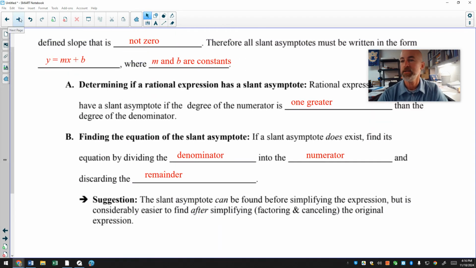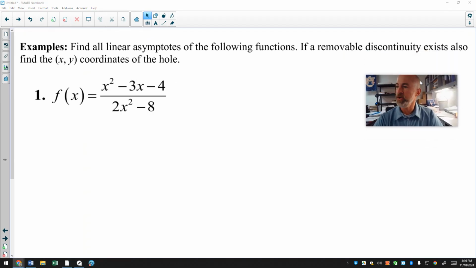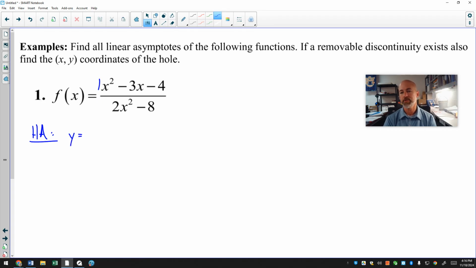So I have 4 examples where we're going to find all linear asymptotes, and I think the horizontal asymptotes are the easiest, so I'm going to do that first. So my horizontal asymptote, I have a rational expression. My top degree is equal to the bottom degree, so I will divide those coefficients. That is 1x squared and a 2x squared. So the horizontal asymptote is y equals 1/2. I'll go ahead and knock that out before I start factoring and stuff.